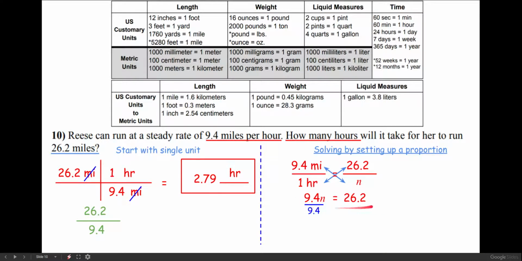I can figure this out by dividing each side by 9.4. Using division, remember what we talked about canceling. If I have 9.4 on top of a fraction bar and 1 on the bottom, I can cross it off and cancel it out, which leaves us with N. 26.2 divided by 9.4 is 2.79, which is the answer we were looking for.